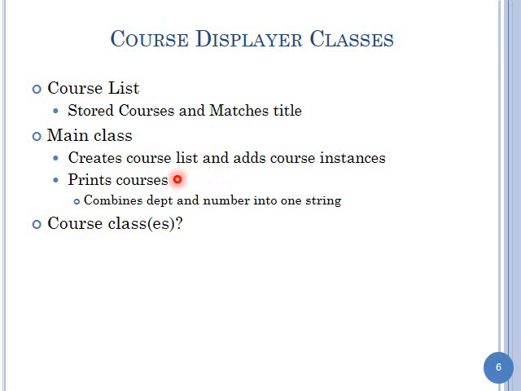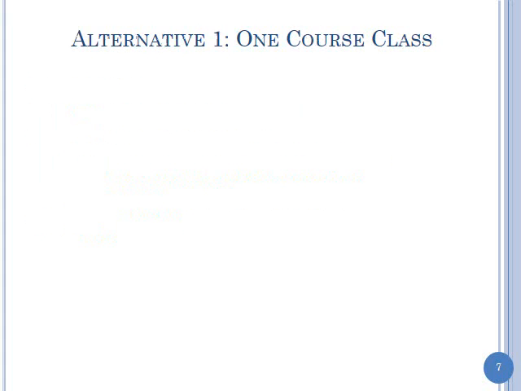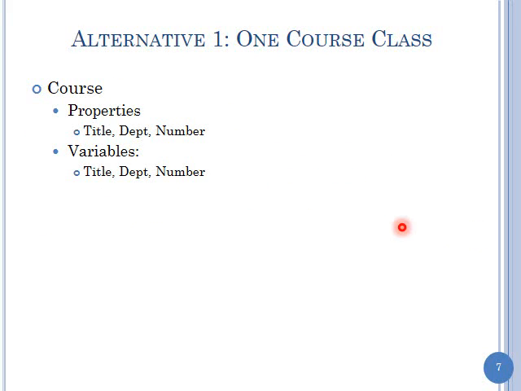Somehow we are printing courses. And the issue is, what kind of course classes do we have? Do we have one course class or multiple course classes? So what do you think, based on the fact that we want to optimize for one kind of course and store the number for another kind of course, how many classes should we have? At least two.